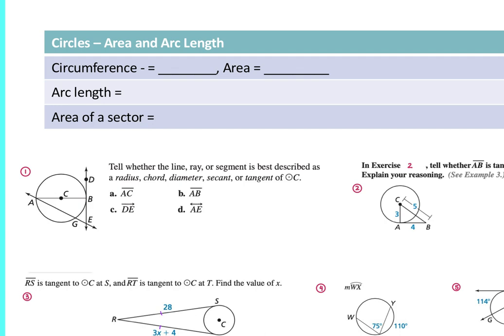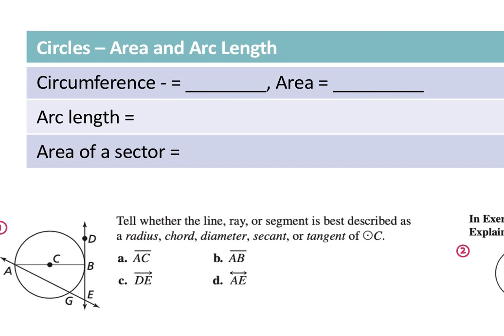What's the formula for circumference? 2 pi r, or pi d. What's the formula for area? Pi r squared. What's the arc length? The measure of the arc over 360 times 2 pi r. Good. And area of a sector: measure of arc over 360 times pi r squared. Good. Somebody's ready for the final.